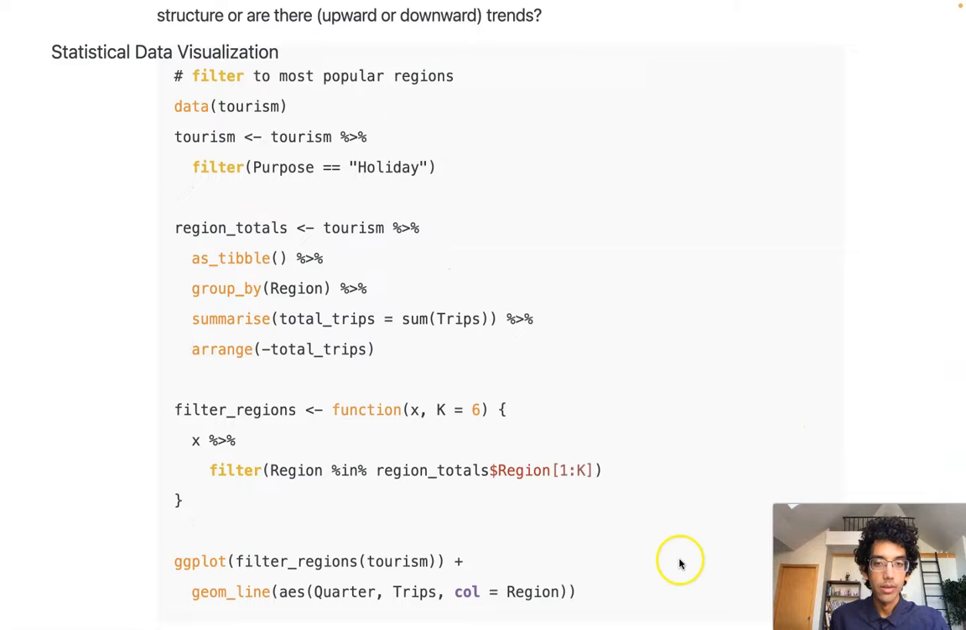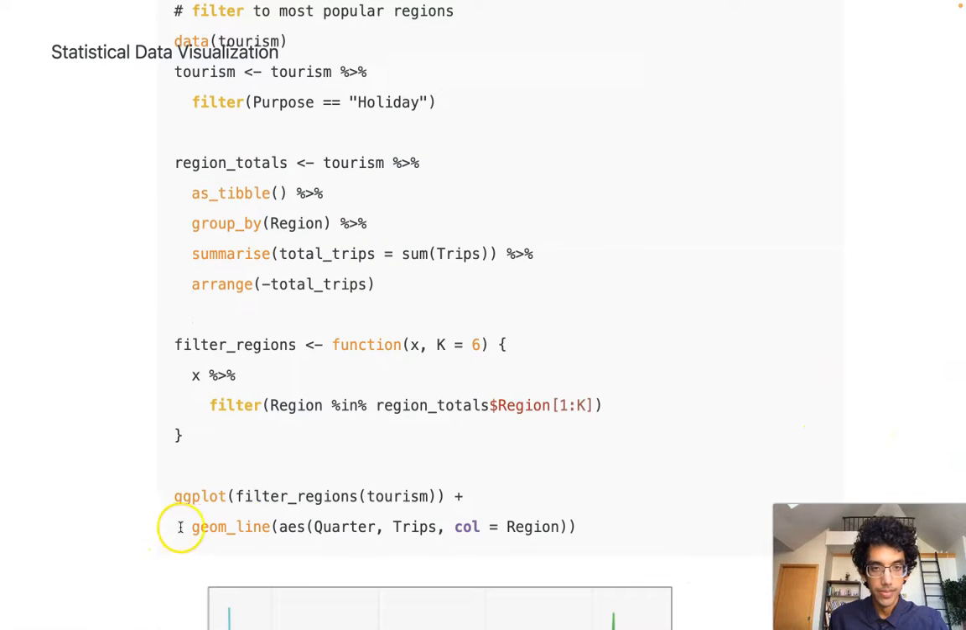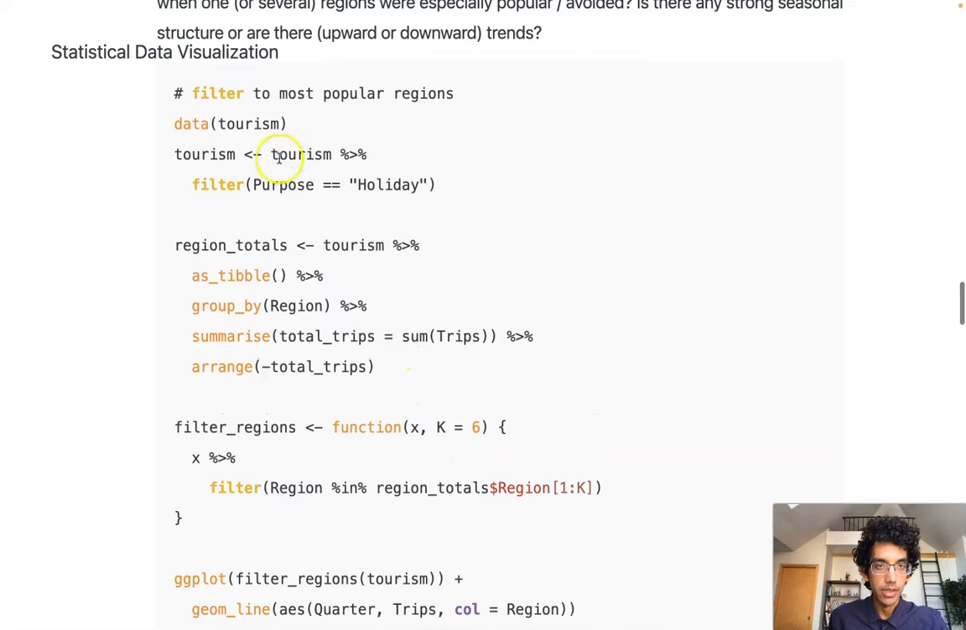Okay, so I'm again using geom_line. Now I'm coloring it by region. All this other manipulation: first, I'm just excluding business travel. I'm only looking at tourism. And here I'm getting the totals for every region. I'll be using that later on, but for now, I don't need it.